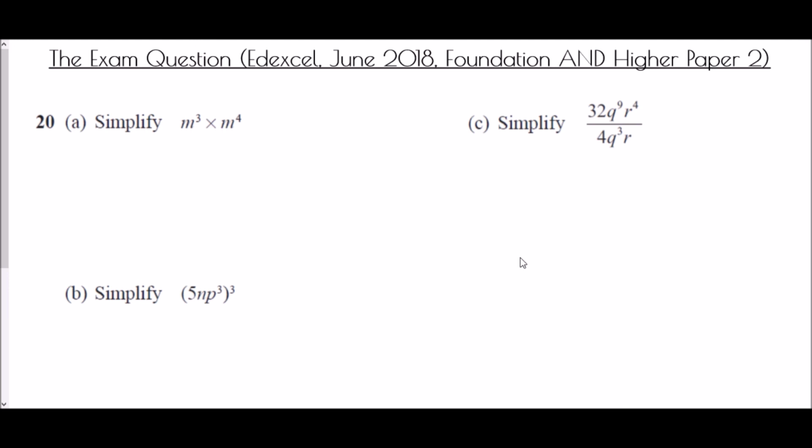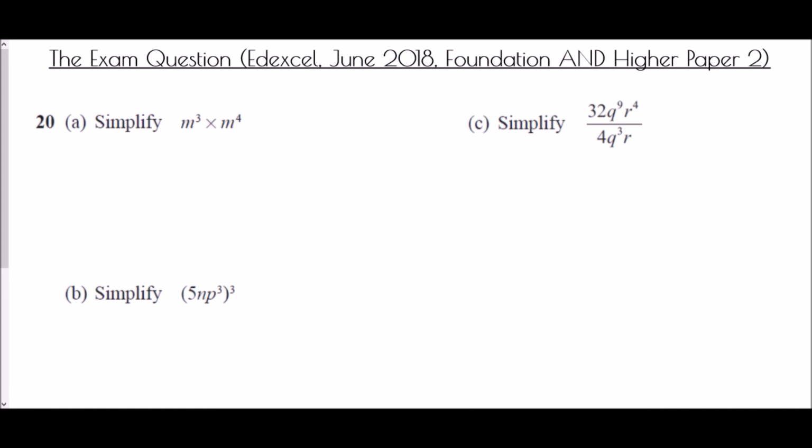And so to finish, we come to the exam question. It came from the Edexcel paper in June 2018, and it was on the foundation and the higher paper too. So this is one of those crossover questions, a grade 4 to 5 topic. It is on a calculator paper, but it's not really going to be that much help for us in this topic. So we've got simplifying m cubed times m to the 4.